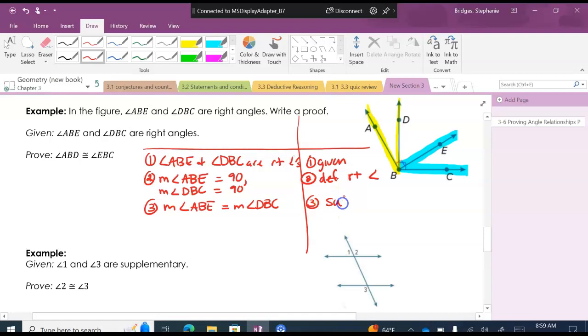And that is just either transitive or substitution. I would take either reason for that one. Because they both equal 90, then they can equal each other.